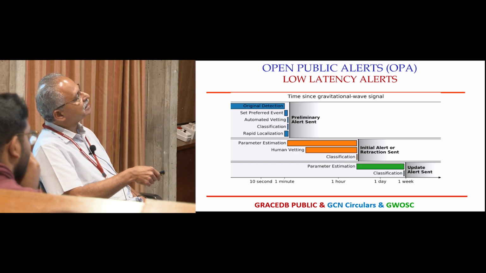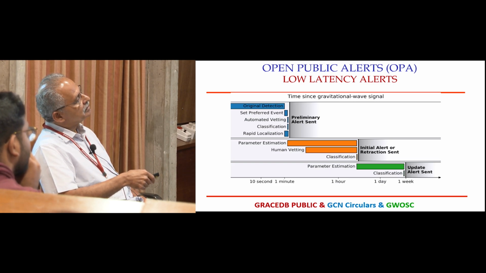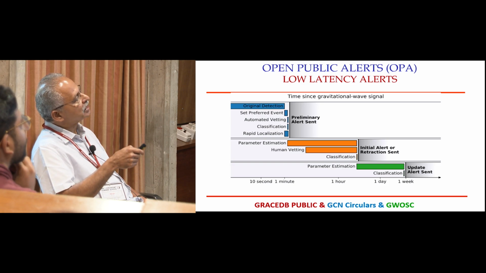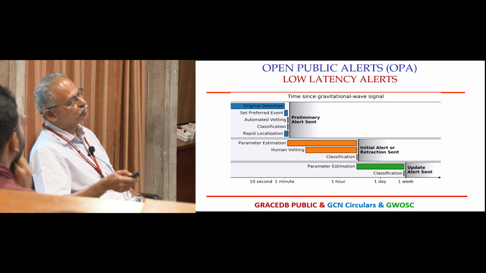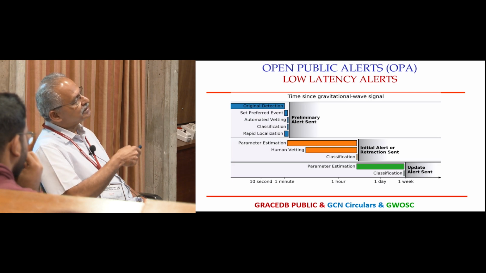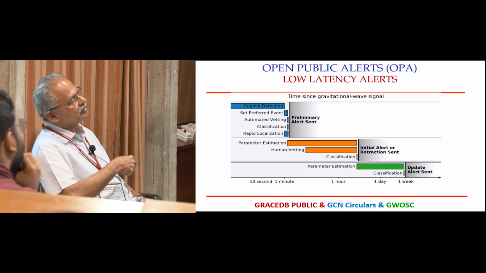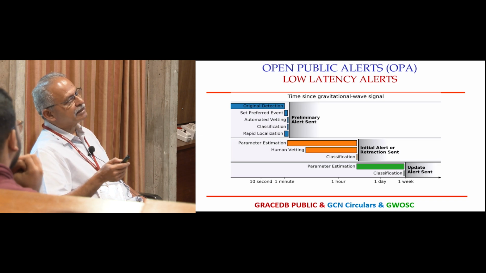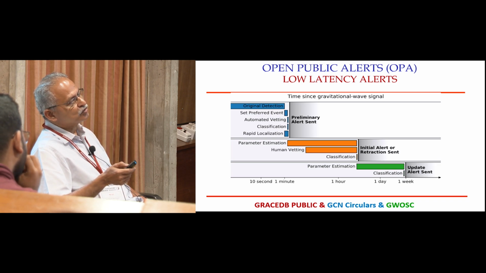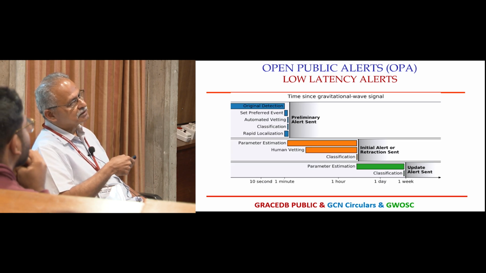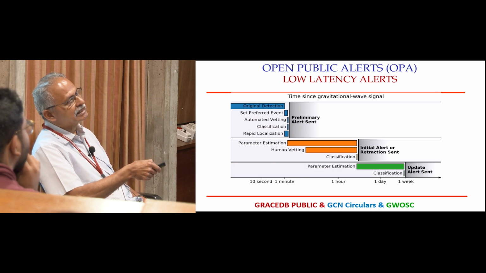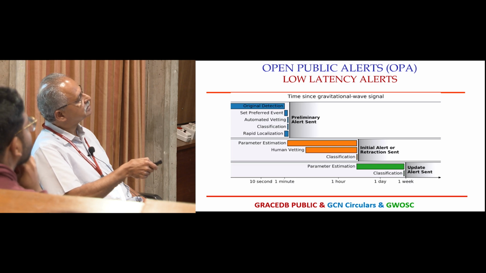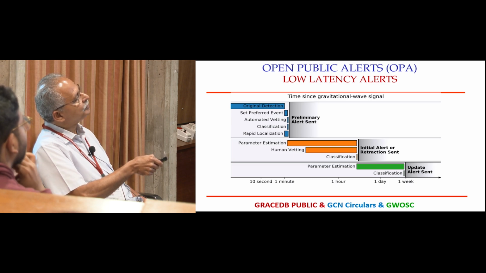In the third observational run, we did something more ambitious. In the previous two runs, we only shared our information with colleagues with whom we signed MOU. In the third observational run, we decided that we will release openly the data. So anybody who wanted to look for electromagnetic radiation from our gravitational wave sources, they would be able to do that. So this is what is called low latency alerts. And the alerts were public.